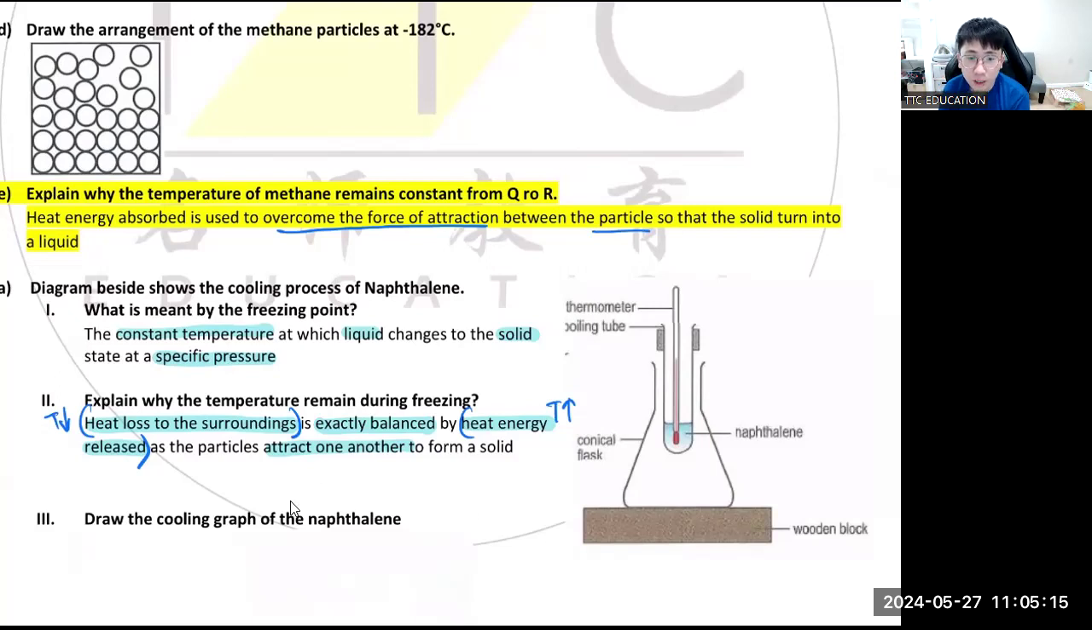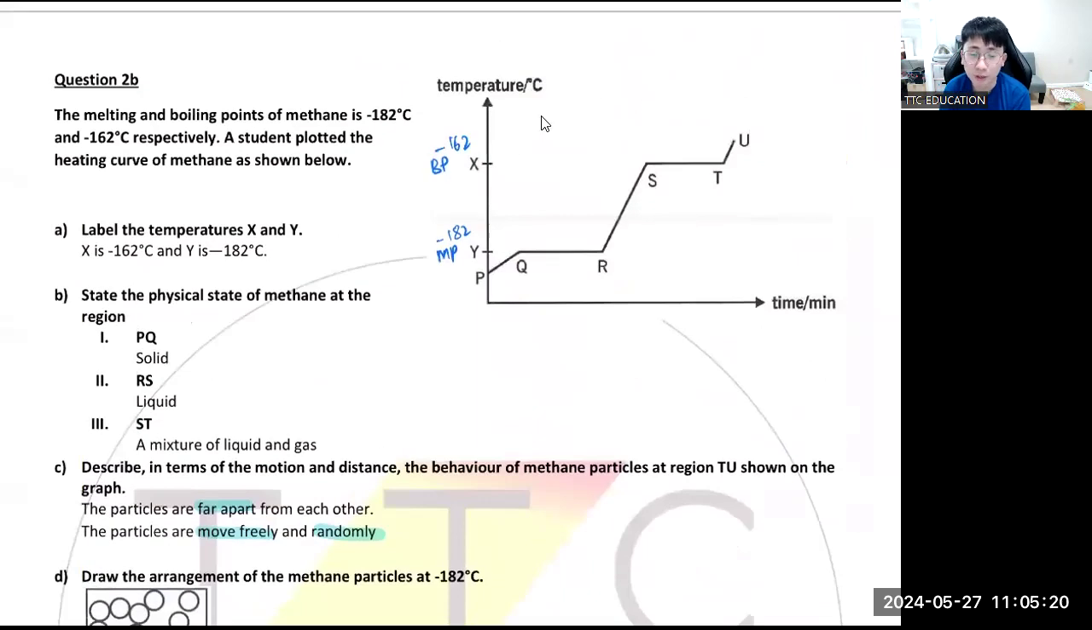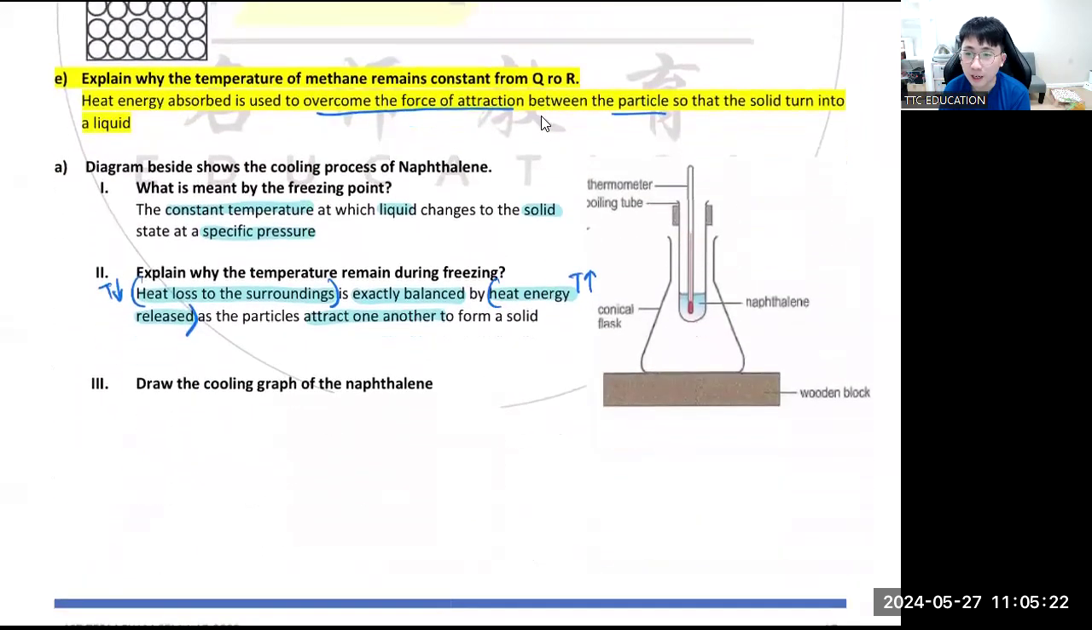Okay, so now draw the cooling graph. So basically, guys, you draw the reverse version of, no, this is methane. Okay, this is methane. So we draw the cooling graph. It means you have to draw a curve going down, a straight line going down, a straight line like that. So you draw something like this. Okay, so you have P, Q, R, S. Don't have the labels, guys. No labeling is actually needed.